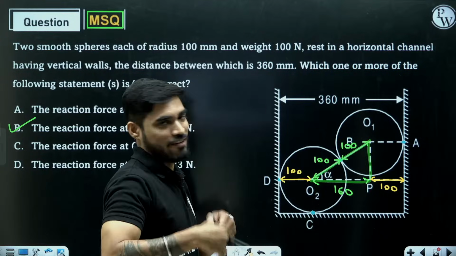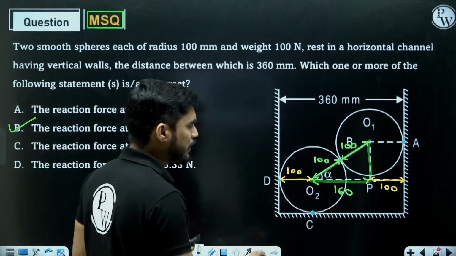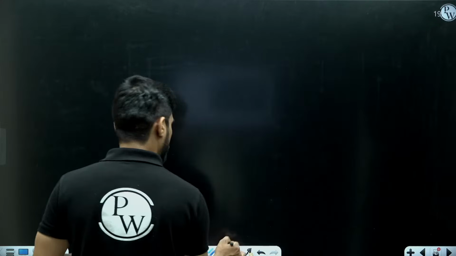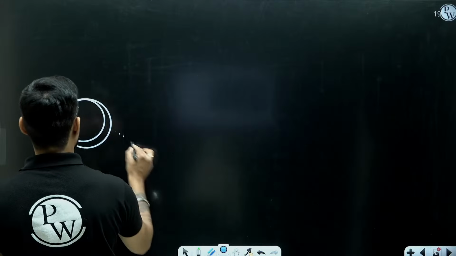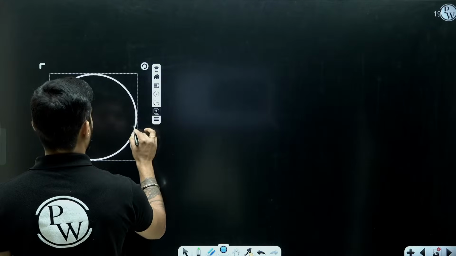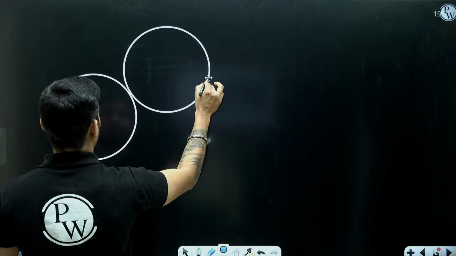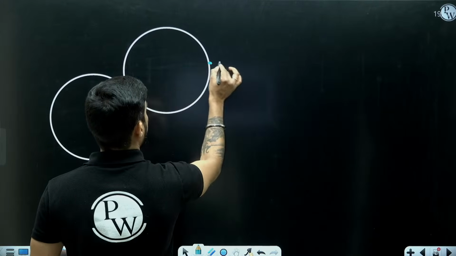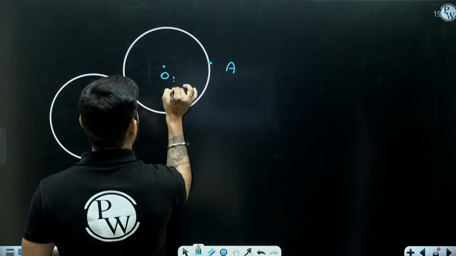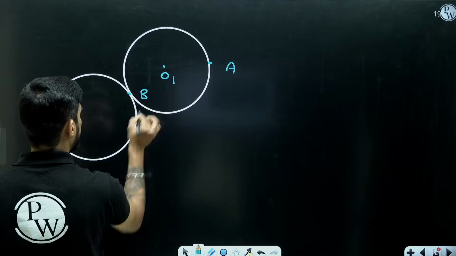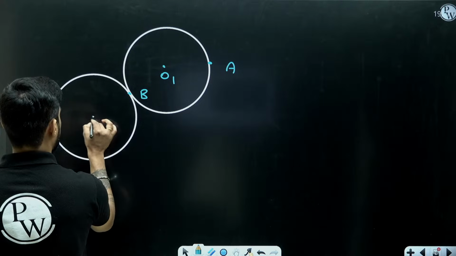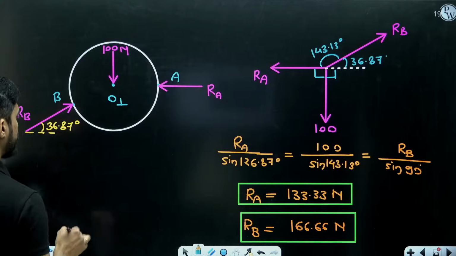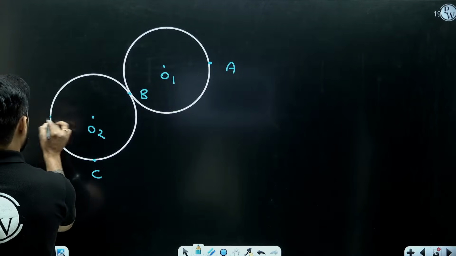I hope you understand. If you don't understand, draw the FBD of both the spheres together. This is one sphere. I will just copy it and make another sphere. This is A, this is O1, this is B, this is O2, this is C, and this is D.